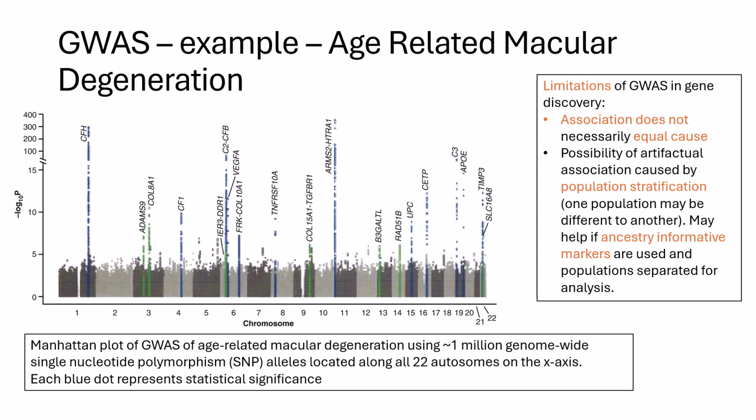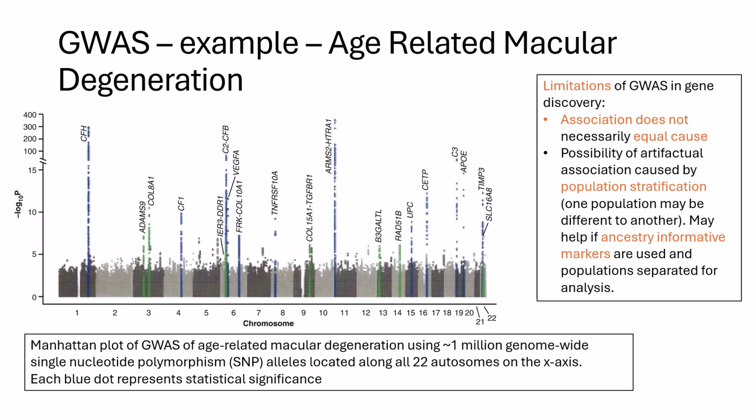So let's take an example of age-related macular degeneration. This kind of plot is called a Manhattan plot. This is a Manhattan plot of a genome-wide association study of age-related macular degeneration using approximately 1 million genome-wide single nucleotide polymorphisms, also called SNPs, located along all 22 autosomes on the x-axis. So you can see the blue dots here. They are the ones which were identified to be statistically significant. So there were more of those in the cases compared to controls, and they were actually statistically significant.